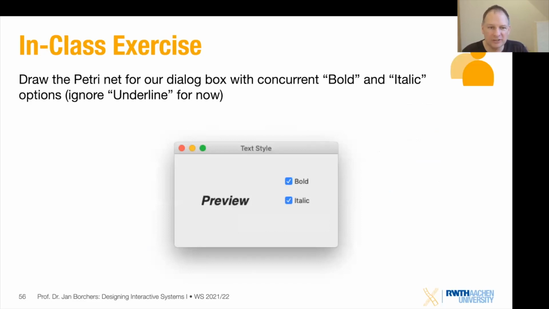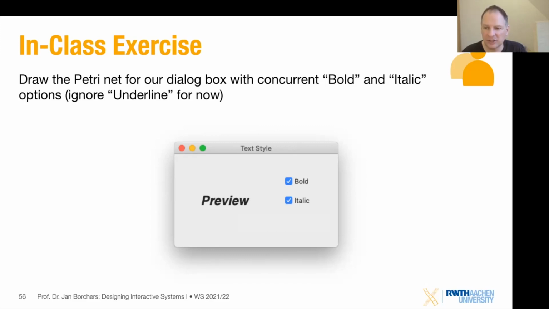Draw a Petri net for our dialog box. The very first step is to just draw a Petri net for the bold statement. Let's just do bold, not even italics. See if you can draw a very simple one that can model the user interface state of bold is currently selected or bold is not currently selected.